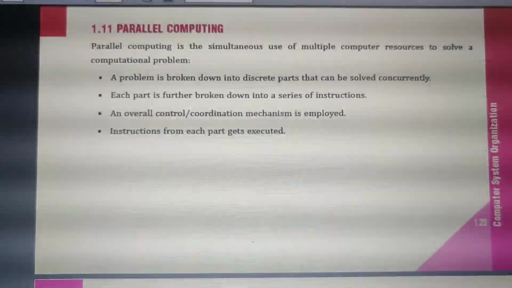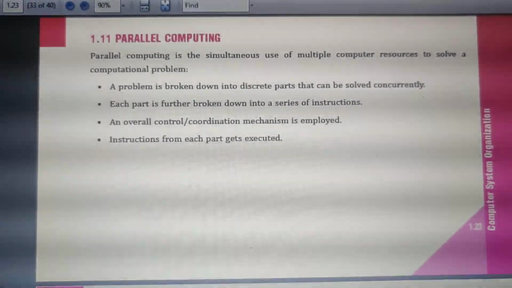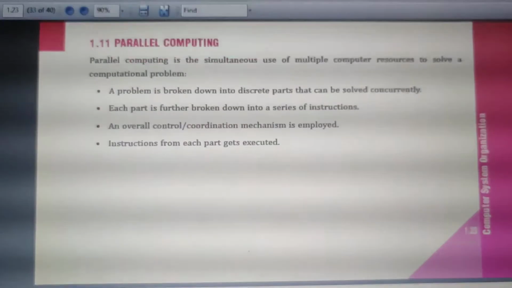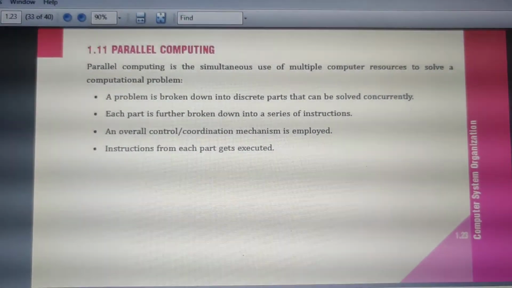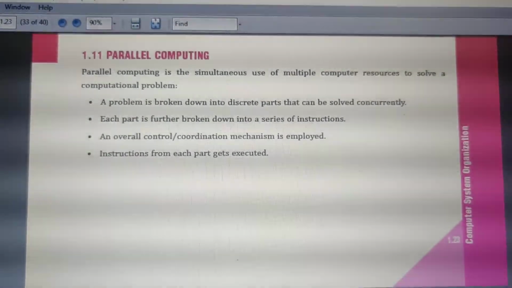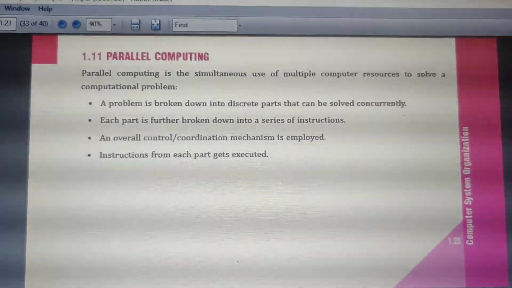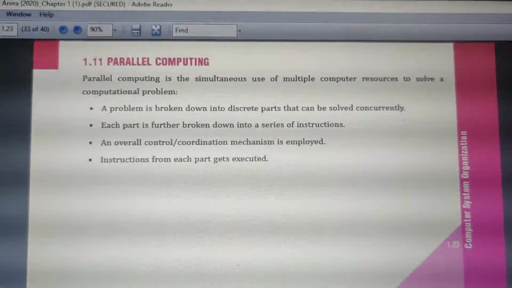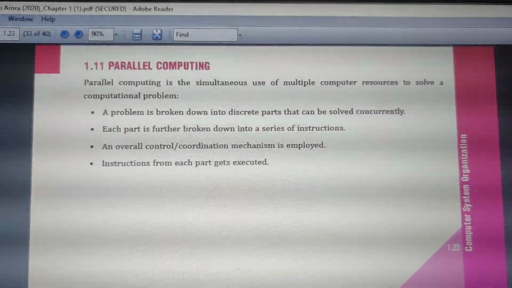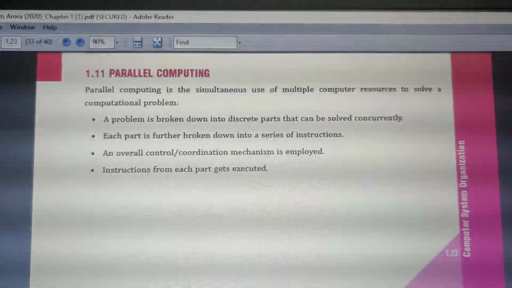Good morning, students. Today we start the last topic of the chapter, which is parallel computing. Here, parallel computing is the simultaneous use of multiple computer resources to solve a computational problem. That is, a problem is broken down into discrete parts that can be solved concurrently. Each part is further broken down into a series of instructions. Second, an overall control or coordination mechanism is employed, and last, instructions from each part get executed.